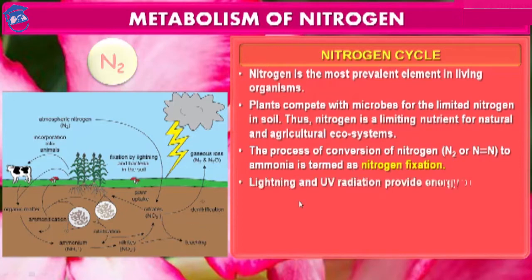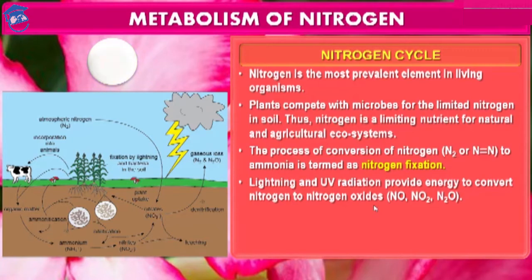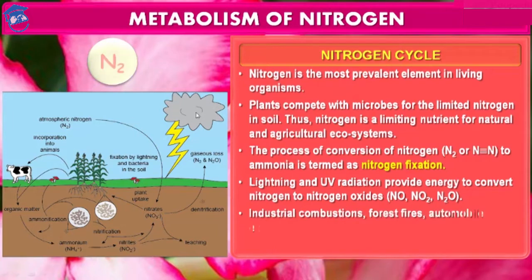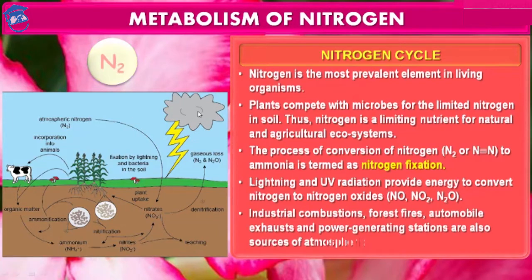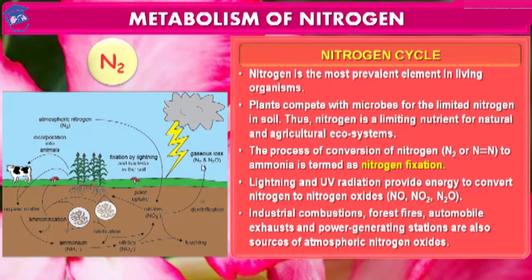Okay, lightning and UV radiation provide energy to convert nitrogen to nitrogen oxides, that is NO, NO2 and N2O. Okay, see, this is lightning and UV radiation which provides energy to convert N2 into NO or NO2 or N2O. Okay, so industrial combustion, forest fires, automobile exhaust and power generating stations are also sources of atmospheric nitrogen oxides, students. Okay, now the question arises: what is the significance of nitrogen to plants?